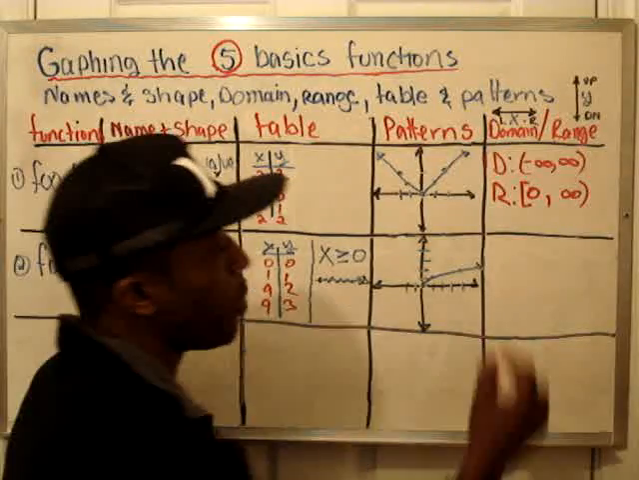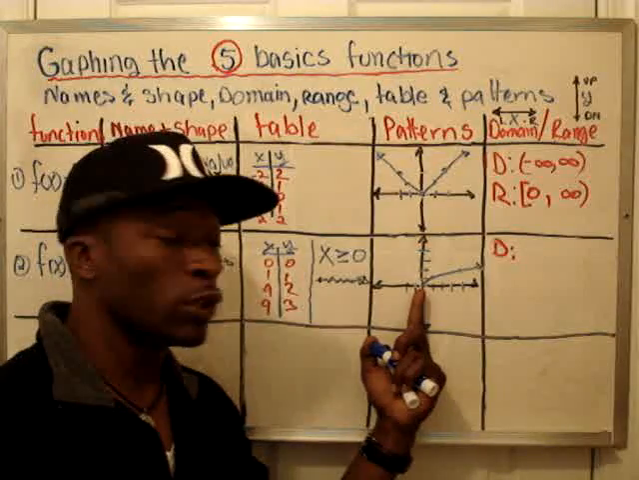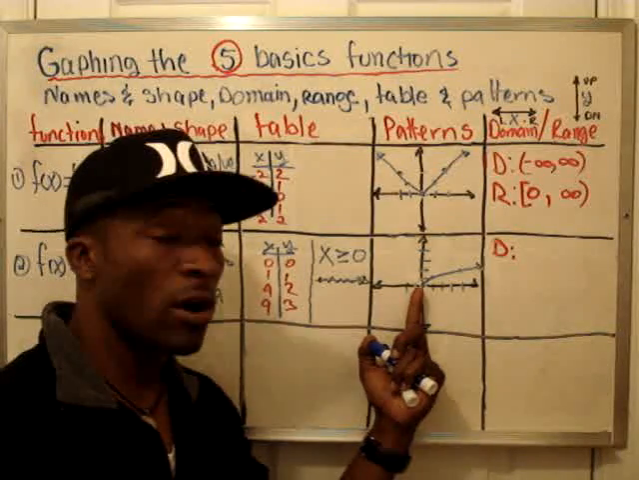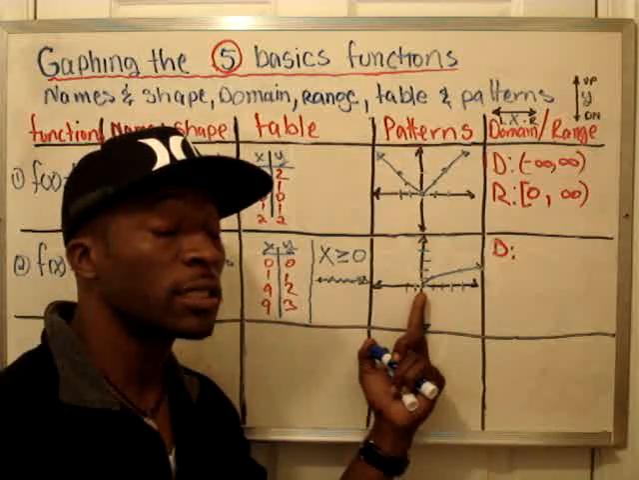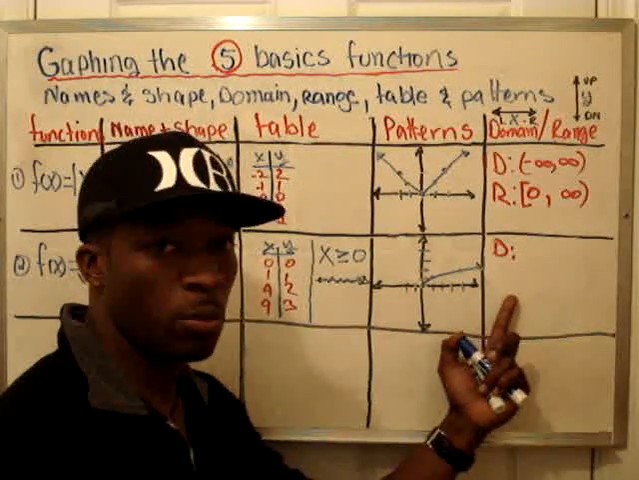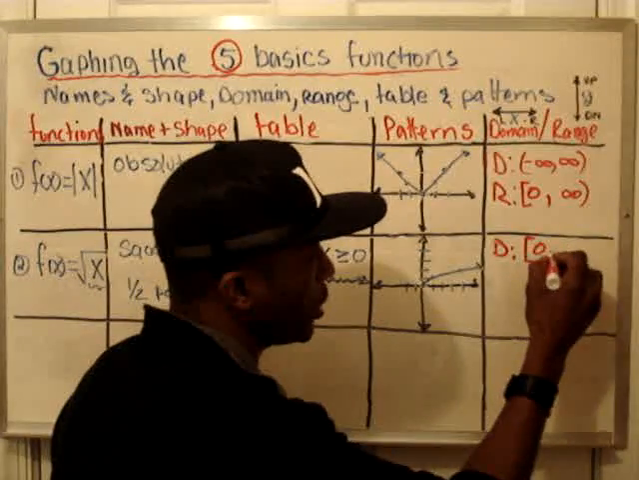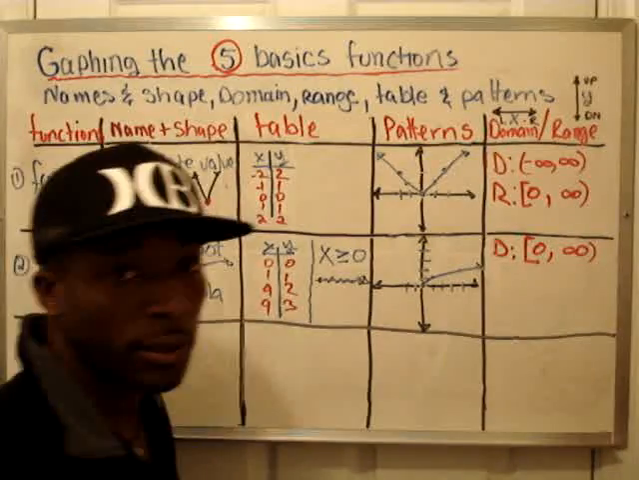And for the domain for this one, you're going to look and say, okay, how far is it to the right? How far is it to the left? Looks like it starts at 0 and it goes to the right. And it's equal there, so we're going to say from 0 to positive infinity.